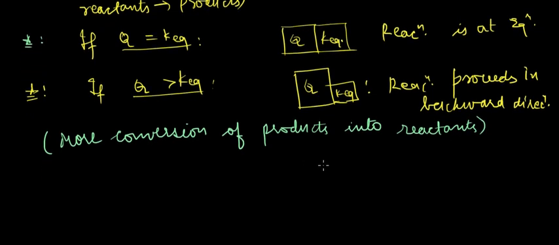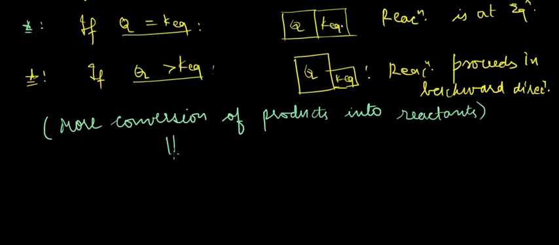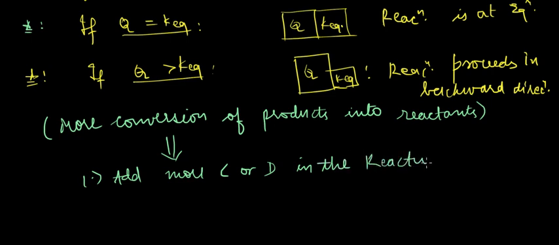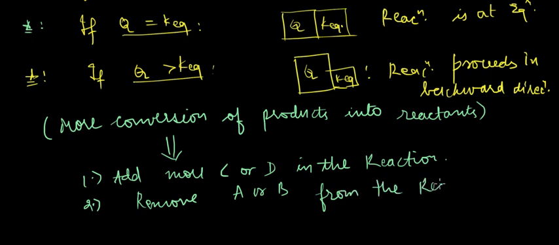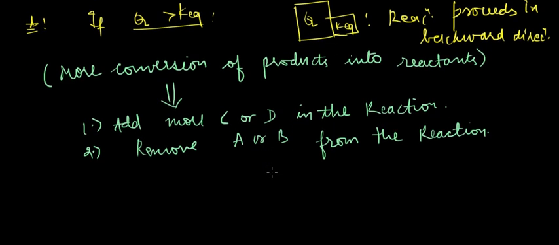So this condition can actually be achieved when you remove A or B or you add C and D in the reaction. So either you add more C or D in the reaction, or second, you remove A or B from the reaction.